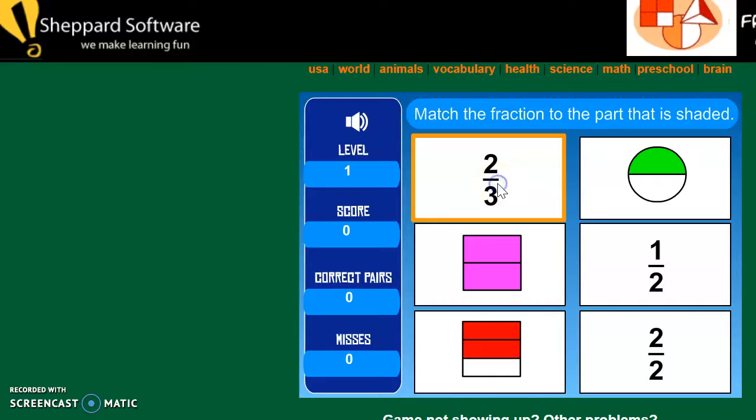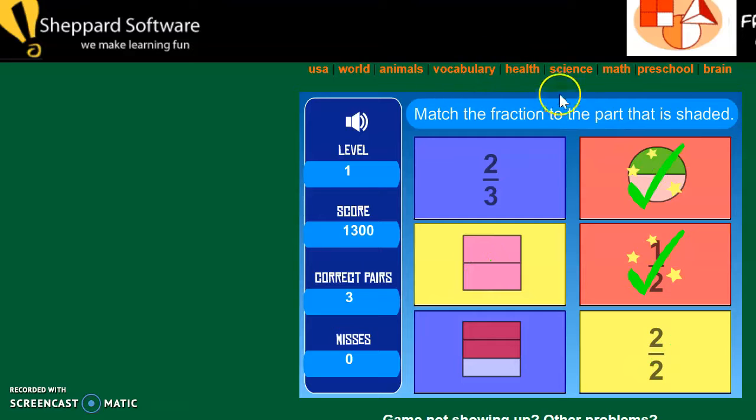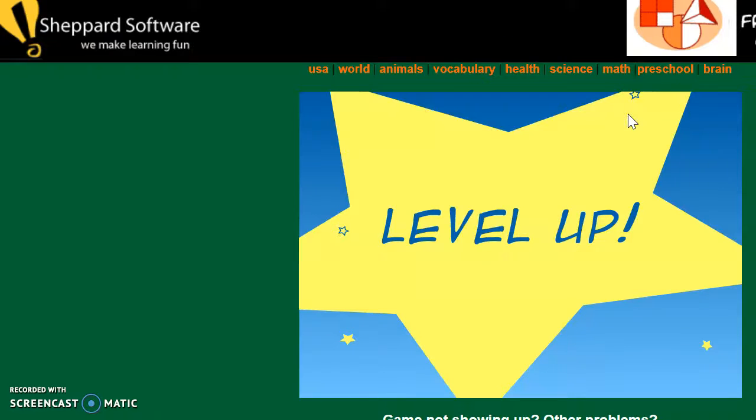So this is 2/3. This one has two of the three pieces colored in. This is two of the two pieces are colored in, so it would be 2/2. And then this one would be 1/2. And then up here, it's going to tell me, click here for next level. So I leveled up.